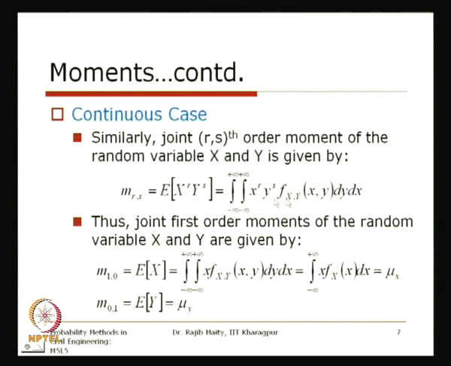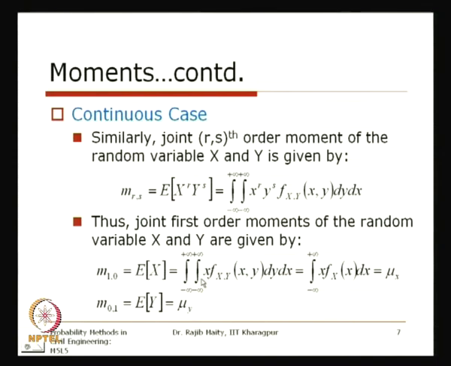Now, if we look at the joint first order moment, first order means either r or s will be 1 and the other one should be 0. So, let us see how the first order moment comes for x and y. If we consider m 1 0, that is r equals 1 and s equals 0, that means we are taking only x, with y power 0. So, it is the expectation of x, which will obviously go to mu x. We know that the expectation of x is mu x.